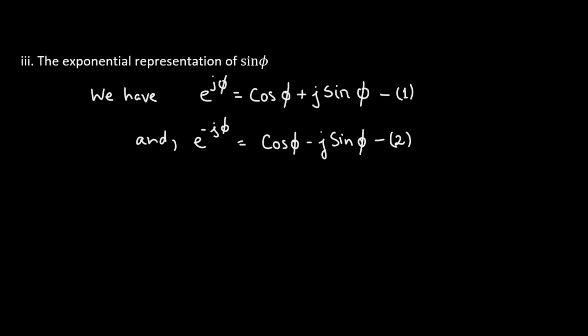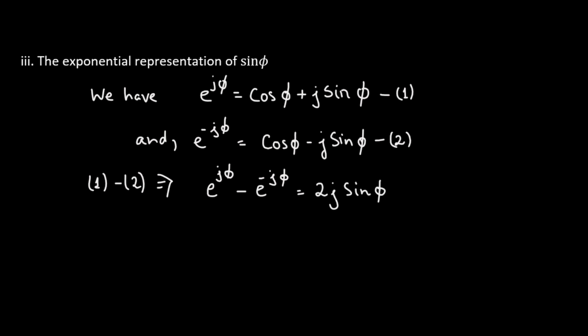In part 3, we have to find the exponential representation of sine of phi. We begin with the complex exponentials e raised to the power of j phi and e raised to the power of negative j phi. Now we are going to subtract equation number 2 from 1. That should give us e raised to the power of j phi minus e raised to the power of negative j phi equals 2j times sine phi. So here, the cosine function got cancelled out. Now writing the function in terms of sine phi, we get e raised to the power of j phi minus e raised to the power of negative j phi, divided by 2j.